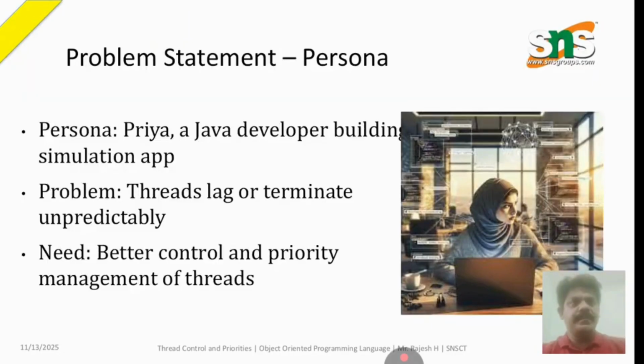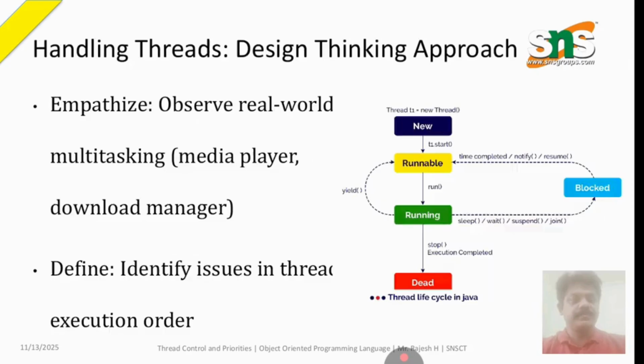And you can see the problem statement here. We take an employee, Priya, a Java developer building simulation applications, and she finds that threads are lagging or terminating the program unpredictably. So she is very clueless, and the question is how the solution can be provided to have better control and priority in managing such threads.